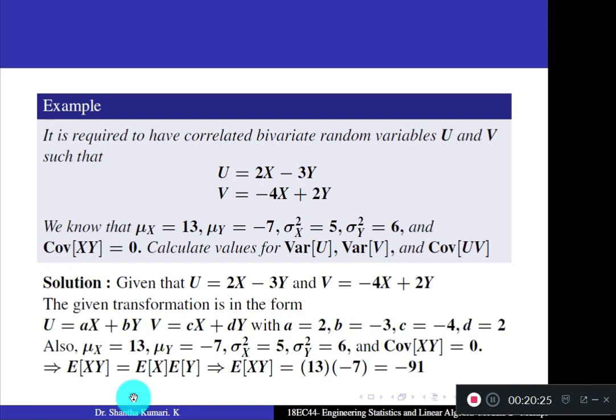And expectation of xy is expectation of x into expectation of y. Because covariance answer is 0, it means expectation of xy will be equal to expectation of x into expectation of y. So expectation of xy becomes 13 into minus 7. You get minus 91.